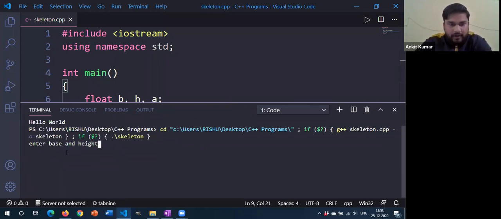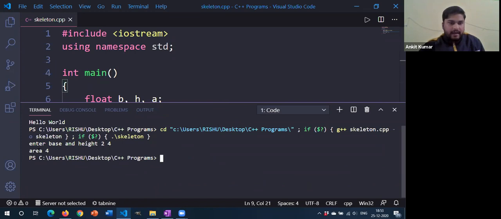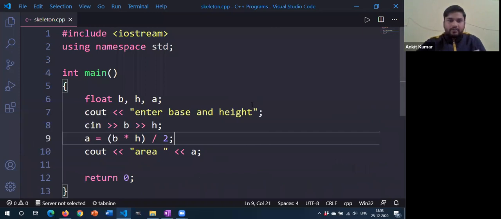Here the program is asking me to enter base and height. Let me enter the base as 2 and height as 4. So area is 4 because it is half into base into height. So 1 by 2 into 2, the 2 will get cancelled and we will be left with 4 only. So this is your answer. This was a very simple program.